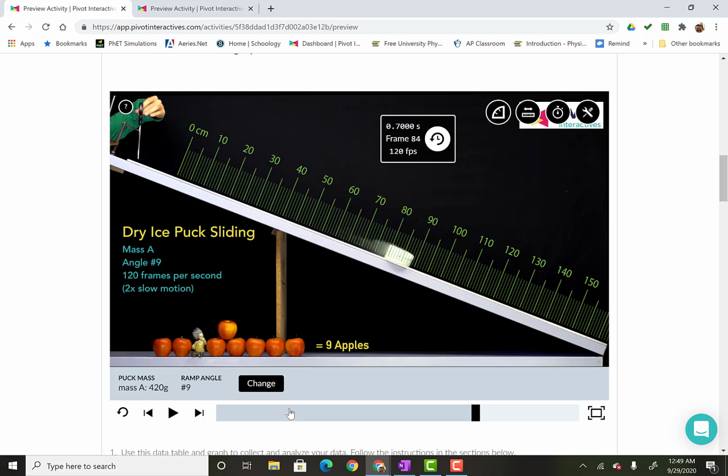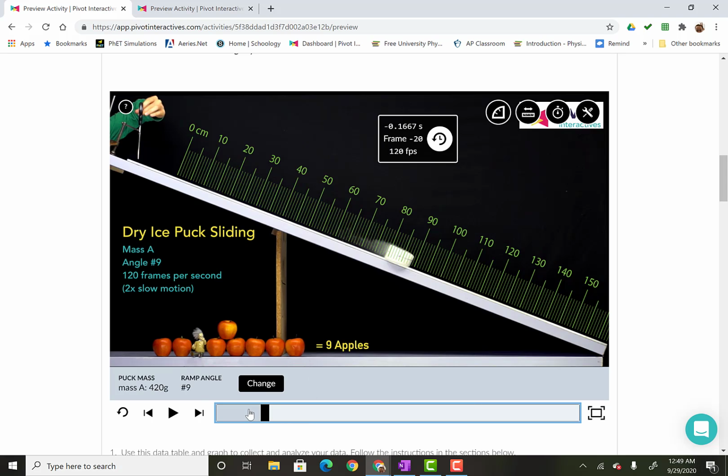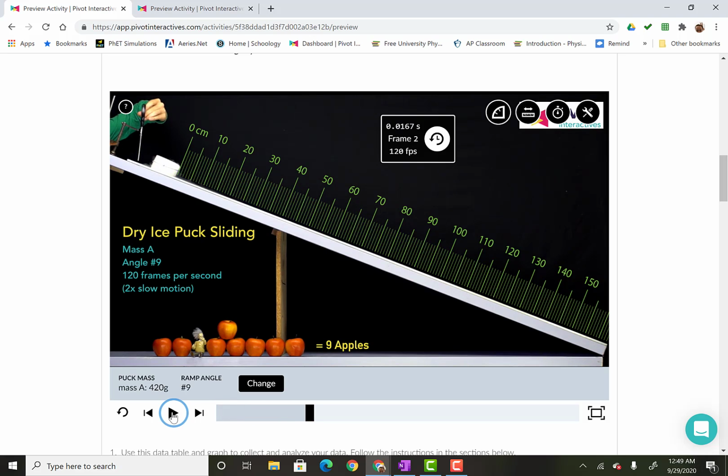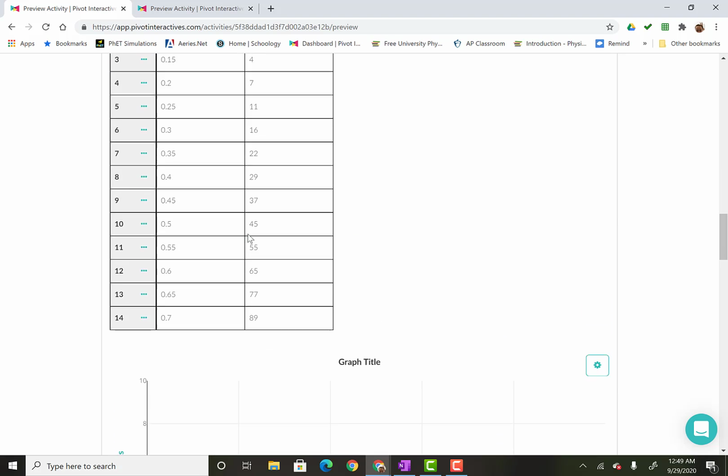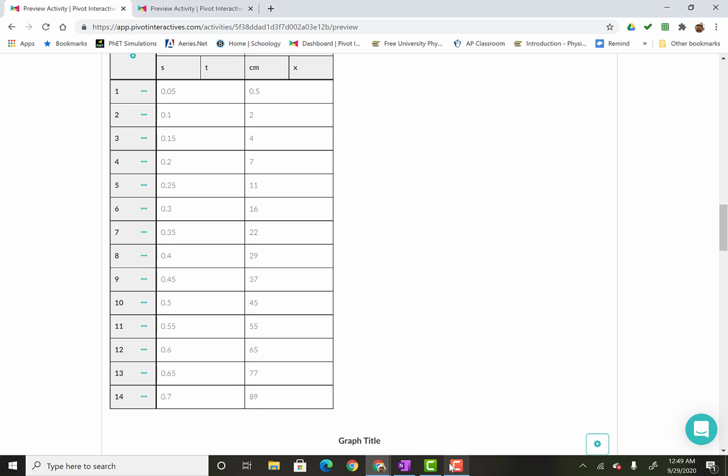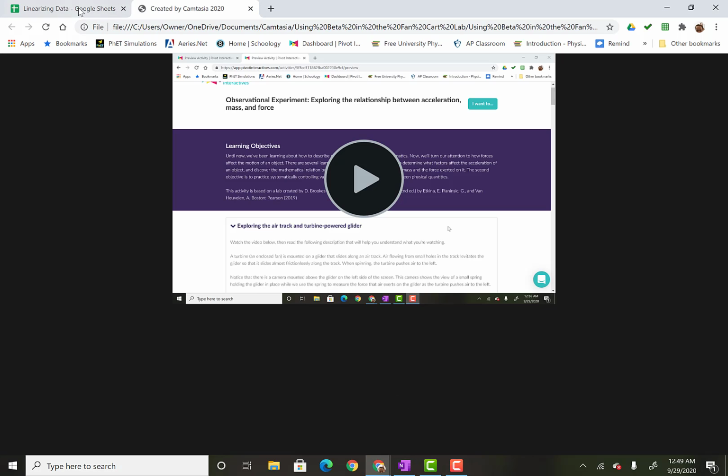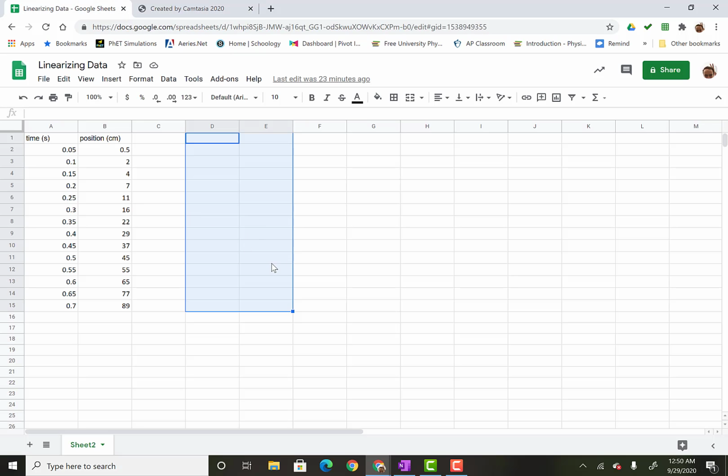This lab I modified a little bit from what we did, in that I decided to make it so that time of 0 is right when the puck is let go. So now the puck is at rest. It's at 0 centimeters. And then as we go, every 0.05 seconds, I marked the position. And this is the data that I got. I also got it on Google Sheets, and it's right here. I got the time in seconds and the position in centimeters, like that.